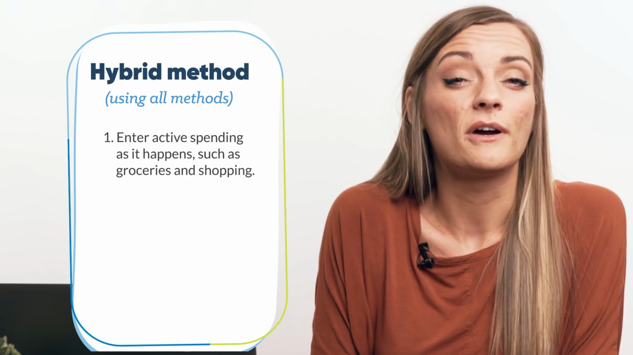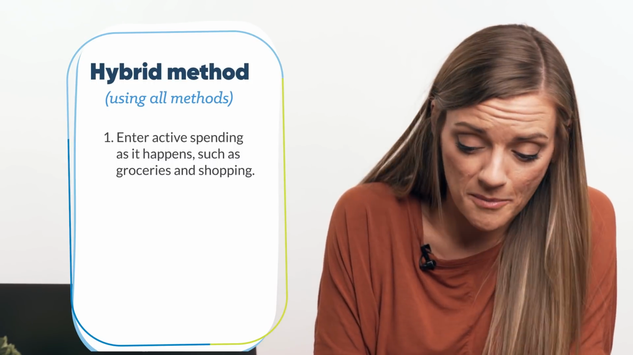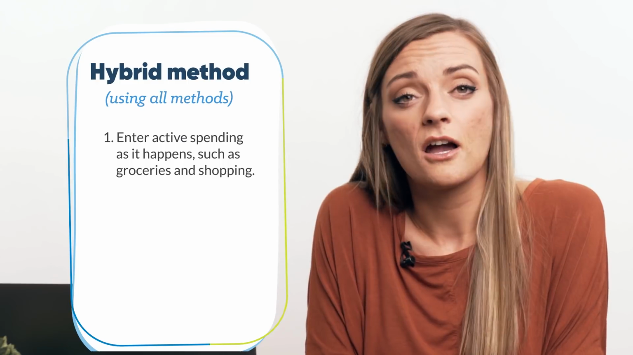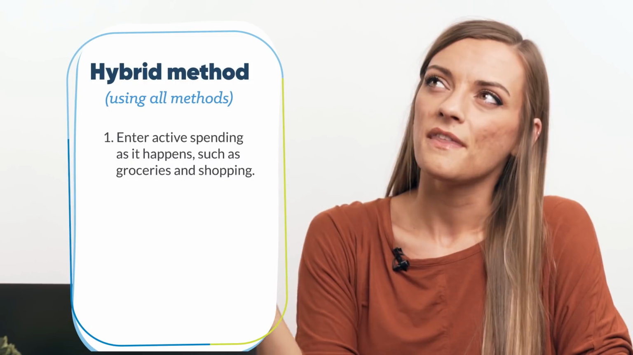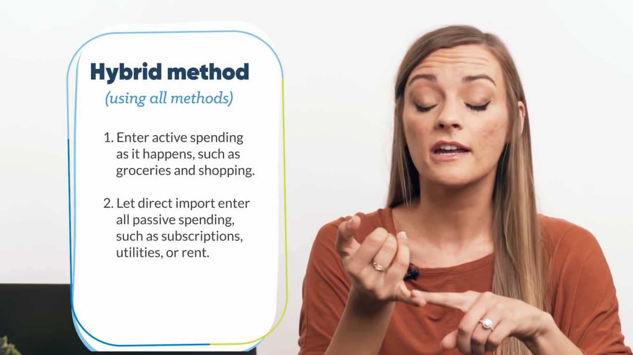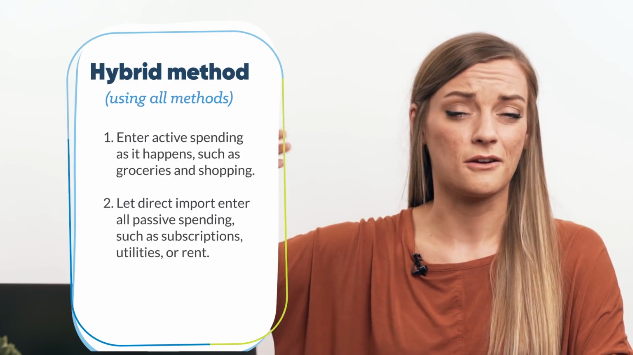So anytime you're out and about spending money, swiping your card getting groceries, maybe buying new clothes for the kids, getting a coffee at the drive-thru, whatever it is, record that right when it happens. Then for the expenses that are recurring, they're fixed, they're the same every month, go ahead and let direct import take care of that for you.